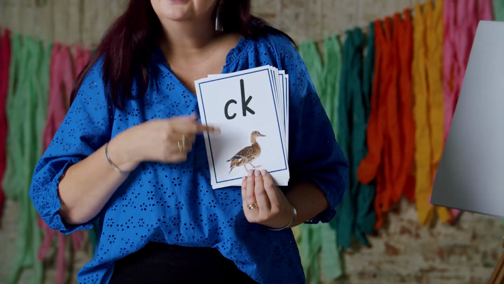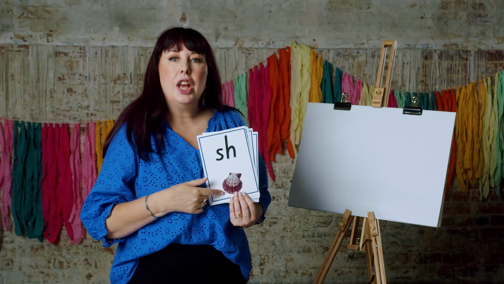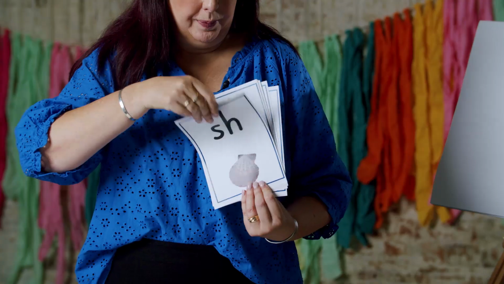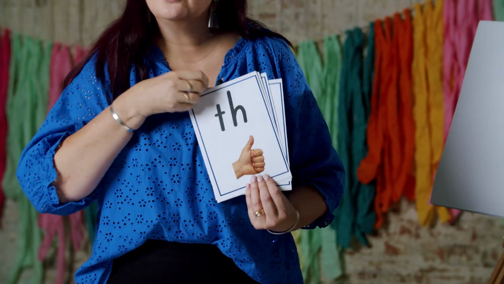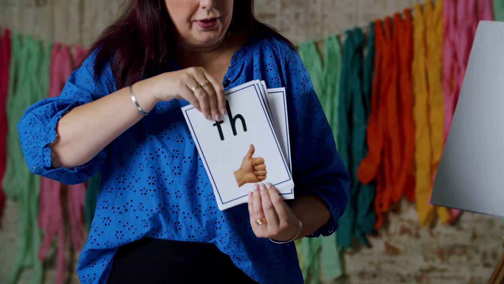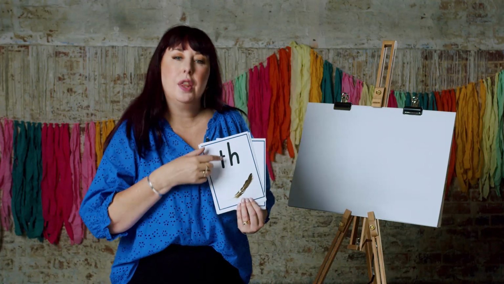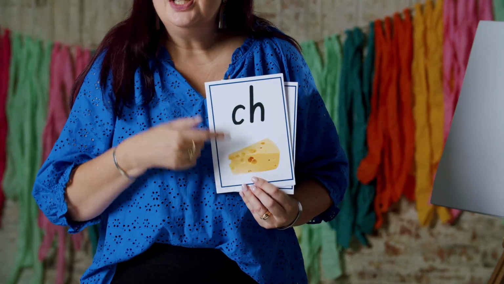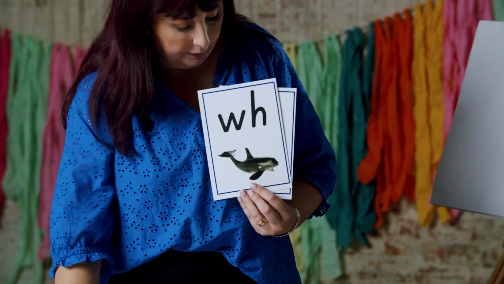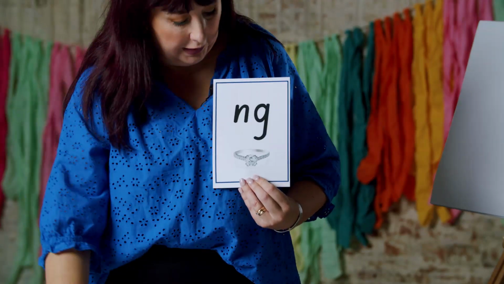CK, duck, K. SH, shell, sh. TH, thumb, that's the soft V. There's another sound. TH, feather, V. Good job. CH, cheese, ch. WH, whale, w. NG, ring, ng.